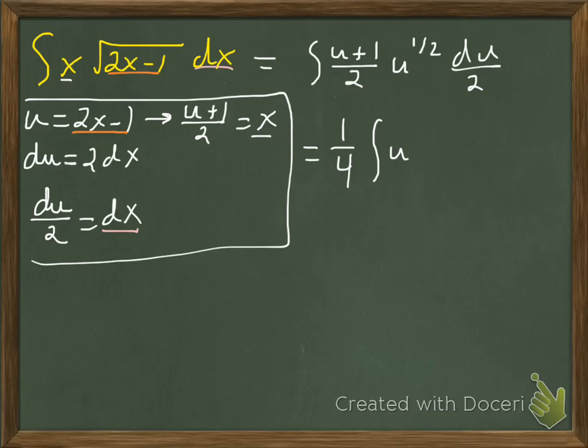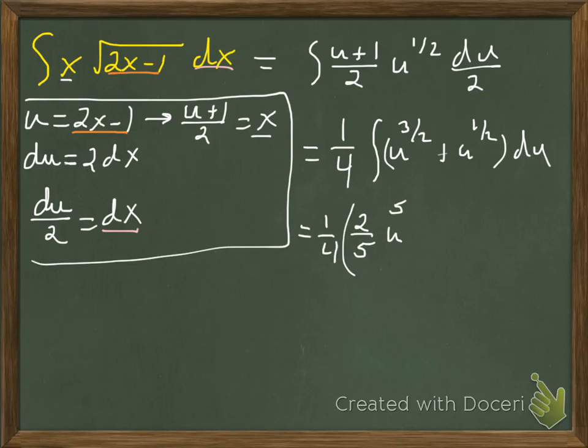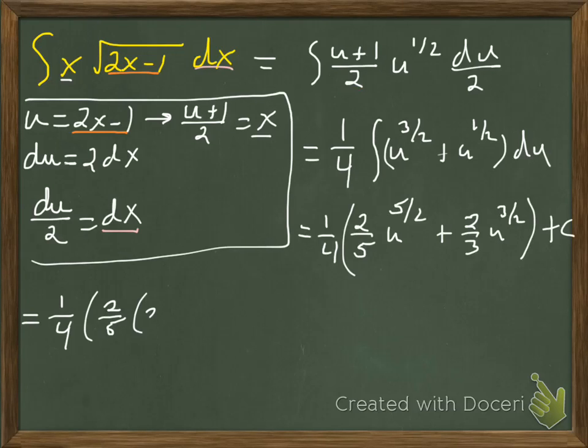And then we have u to the 1/2 times u, which will be u to the 3/2, plus a u to the 1/2, du. And now that's something that I know how to take the antiderivative of. I'm going to use the general power rule, which says to add 1 to the exponent and divide by that new exponent. Okay, so we got a 1/4 and u to the 5 halves, and when I divide by 5 halves, I just take the reciprocal and multiply, which would be 2/5. Then I'll have u to the 3 halves times 2/3, the reciprocal, plus constant of integration. And then we'll go ahead and replace the u's with the 2x minus 1 to the 5 halves, plus 2/3, 2x minus 1 to the 3 halves, plus your constant of integration.